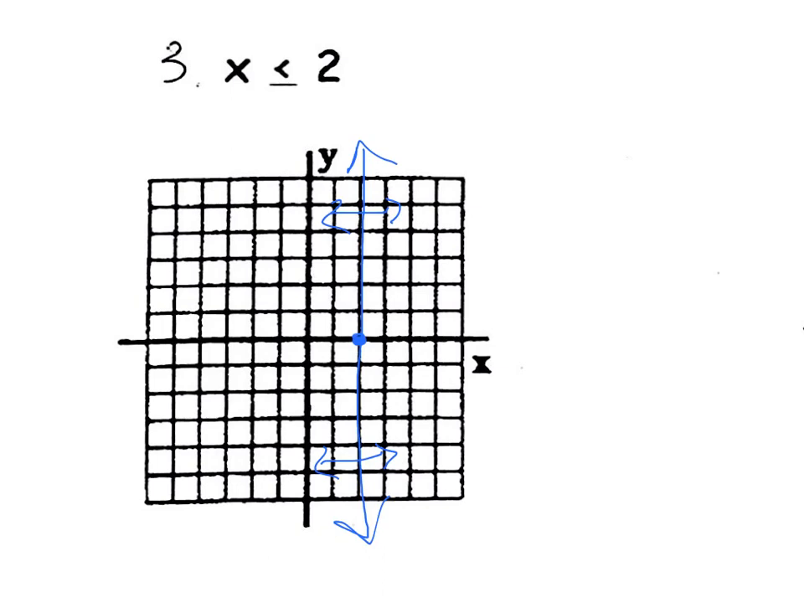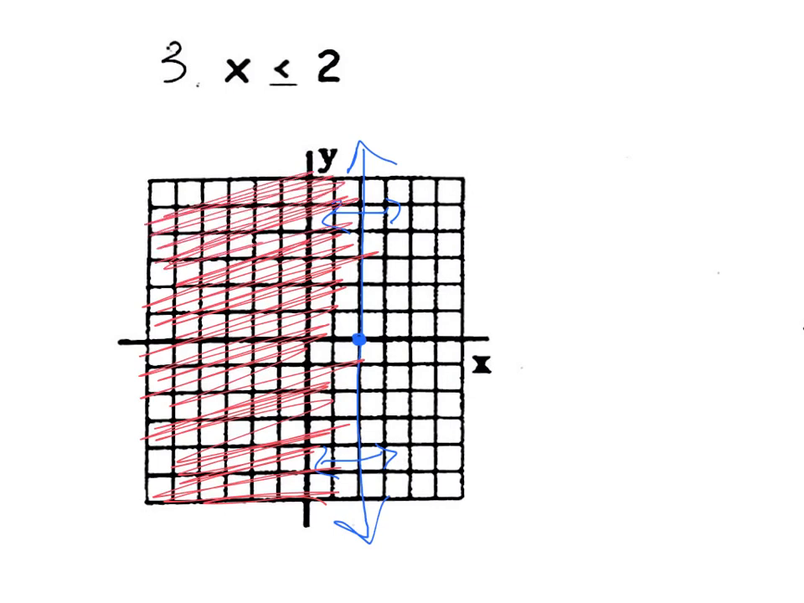And then this one's a little funny because the arrows don't go up or down. They go left or right. So this is where you have to just kind of look at this. X is less than 2. Where is x less than 2? Is x going to be less than 2 over here? No. This is 2. X is less than 2. Everything over here. So we're going to shade everything on this side of the line. Hopefully your shading is a little bit better than mine, but that's basically how it looks.